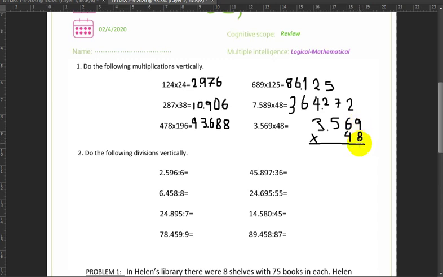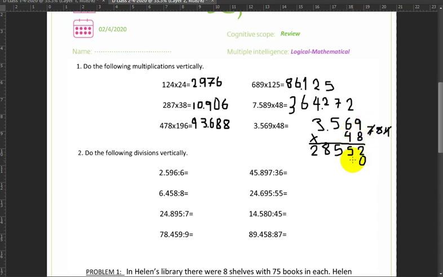We need this practice. 8 times 9 makes 72, right? 2 carry 7. 8 times 6 makes 48. 7 that I carry over makes 55. Yeah. 8 times 5 makes 40, plus 5 that I carried over makes 45. Right, 5 carry 4. 8 by 3 makes 24, plus 4 that I carry over makes 28. A 0 beneath the ones.